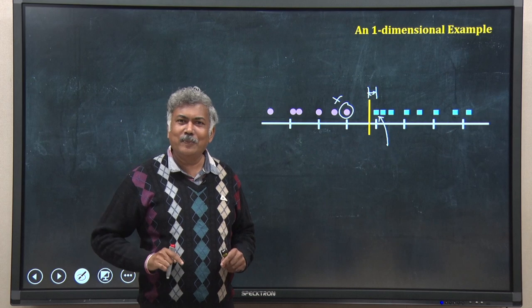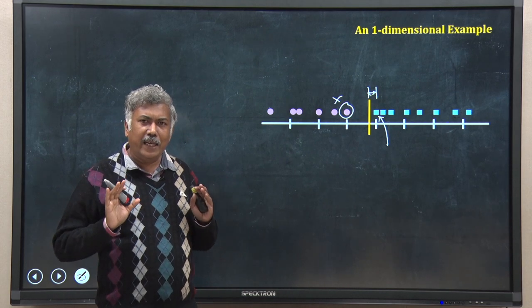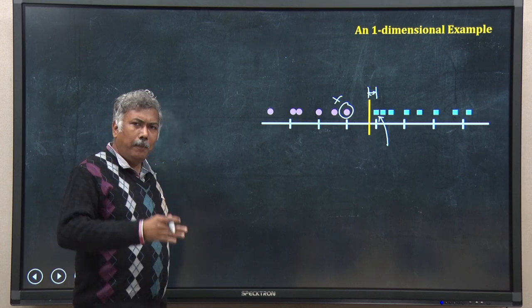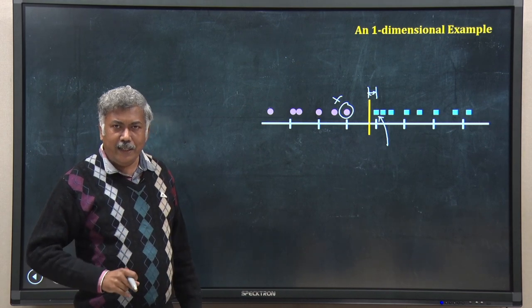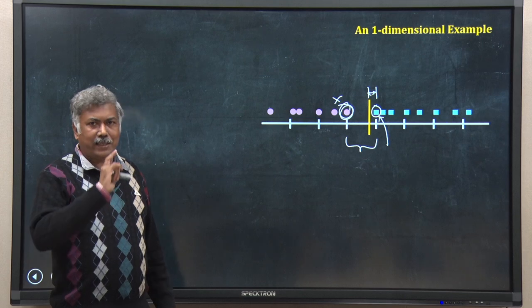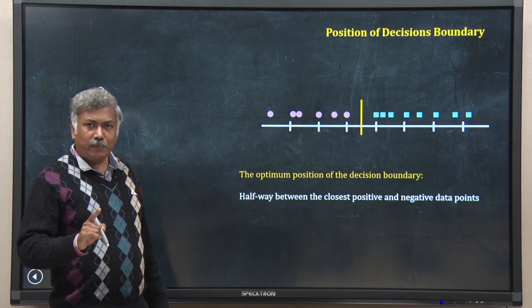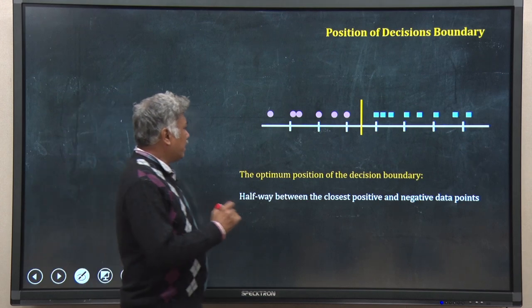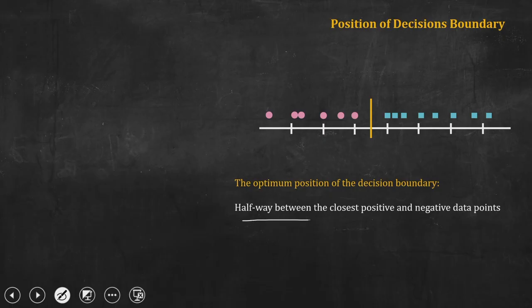So, you can play around, right? If you play around with a paper and pen, you will realize immediately that maybe the best divider, the best decision line, would be somewhere midway between this red dot and the blue dot, the negative data point and the positive data point. And that is correct. The best line as per the maximal margin classifier would be in the midway of the closest positive and negative data point. If this distance is capital D, then this one will be D by 2. So the margin will be D by 2.